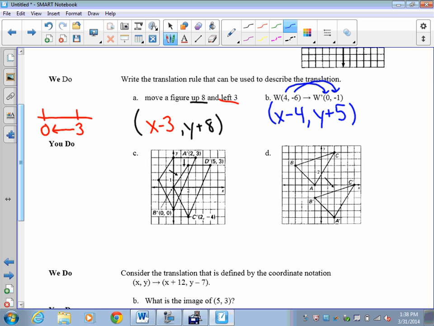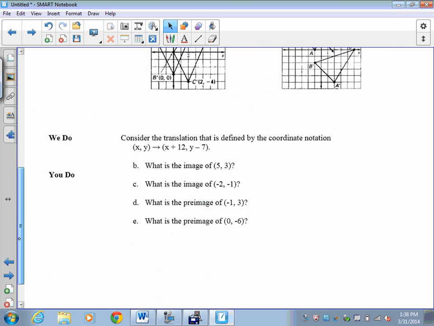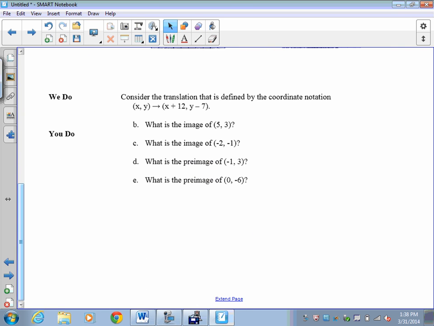So I'm going to ask you to do C and D. We're not given the points, but we're given graphs and we can find the points that way. Just write a rule just like we did for the previous two. So for this one here, we consider the translation x plus 12, y minus 7.